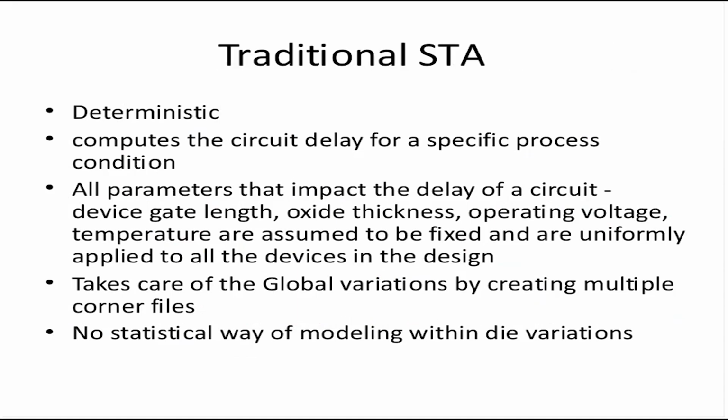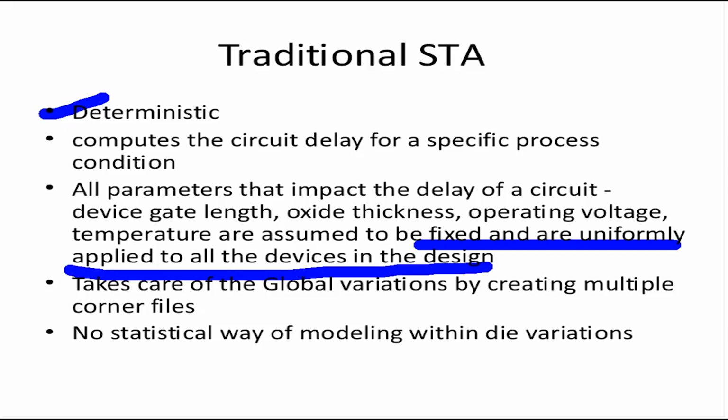So traditional STA is deterministic, which means it tries to define a corner. The slack value is either positive or negative and there is only one value. That's why we call it deterministic. Traditional STA will tell you whether the path is met or violated. That's it. It computes the circuit delay for a specific process condition because it's a corner based STA. All parameters that impact the delay of the circuit, gate length, oxide thickness, etc., are assumed to be fixed and uniformly applied to all the devices. Operating voltage and temperature are uniformly applied because we choose a corner for that.